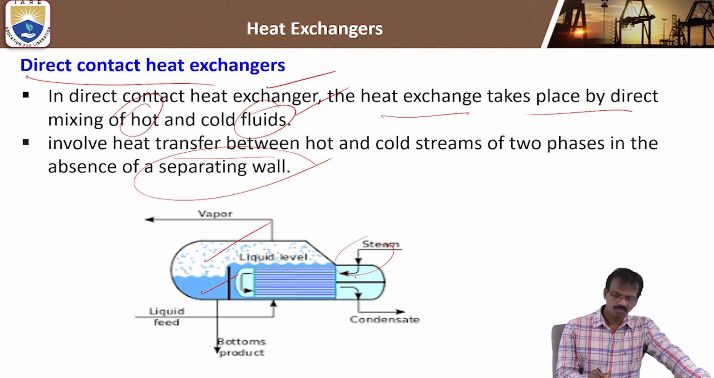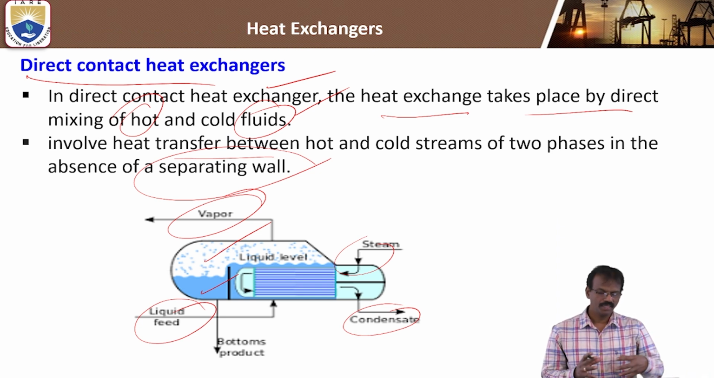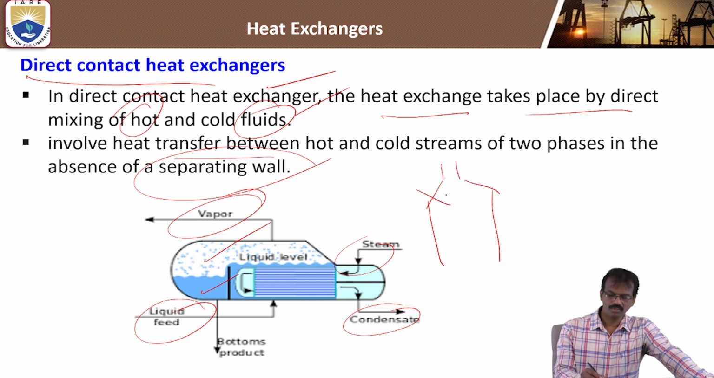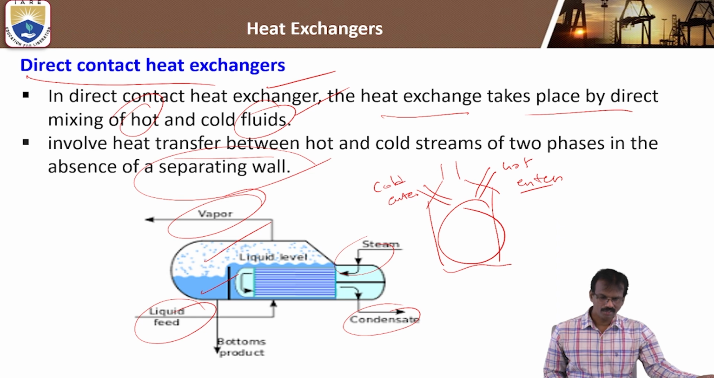Here you can see, steam enters and condensation occurs. This one is the vapor, this one is the liquid. So heat transfer takes place from vapor to liquid by mixing with each other. So this one is the direct contact heat exchanger. Otherwise, one more thing: this is a container in which we can add hot fluid directly, and cold fluid here also directly. Hot fluid entering, cold fluid entering. Finally both the fluids mix with each other, then heat transfer takes place from the hot fluid to the cold fluid. So this one is the direct contact heat exchanger.